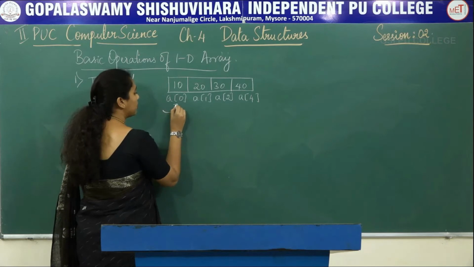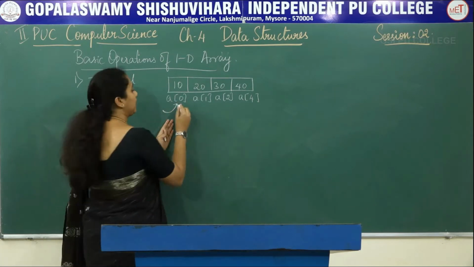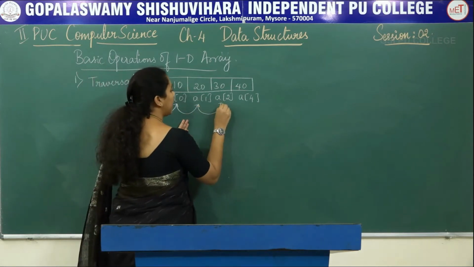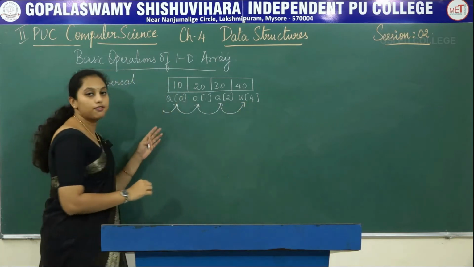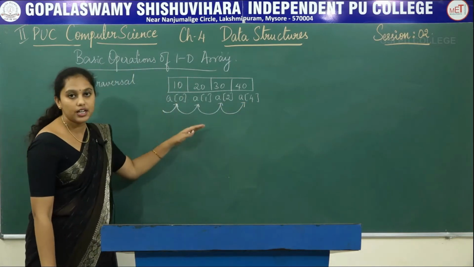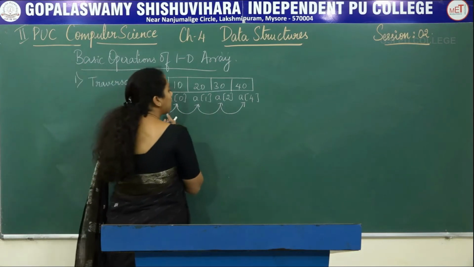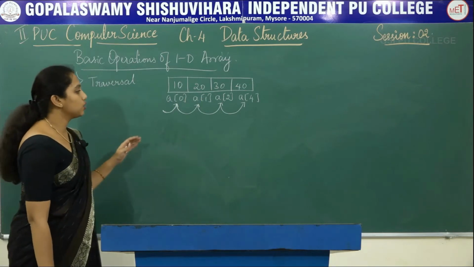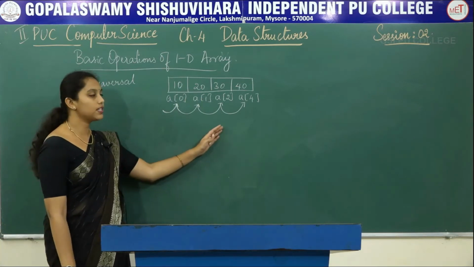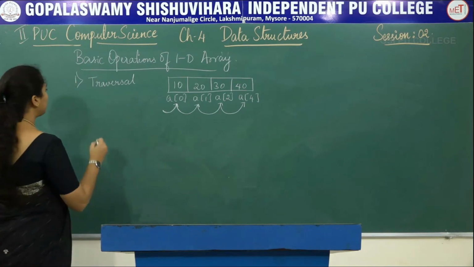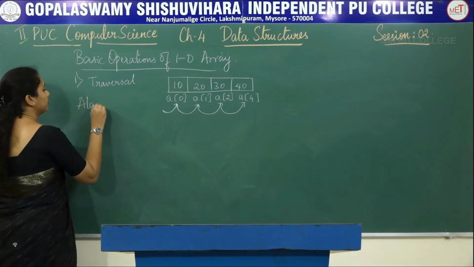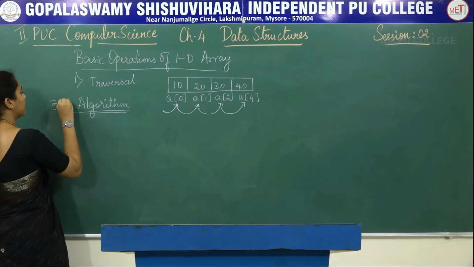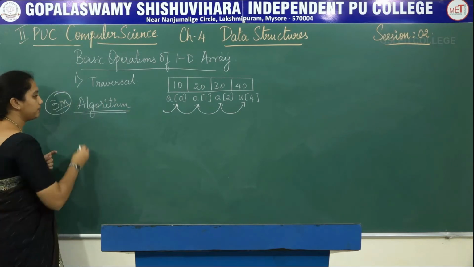First I am going to visit this first element. Next, the second location of an element. Next, third as well as fourth. The process of visiting each element of an array exactly once from beginning till the end is called traversal. Now we are going to write an algorithm for this traversal. This is a 3-mark question.